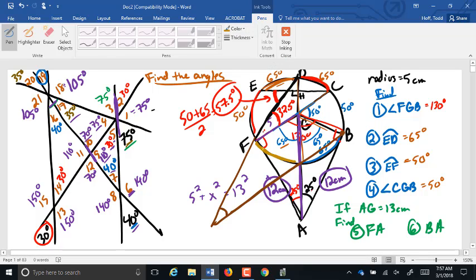But what do I know this arc is? 65. Over here, what's this arc got to be? 115, right? 50 plus 65. So this angle, we subtract them. Very good. 25 degrees.